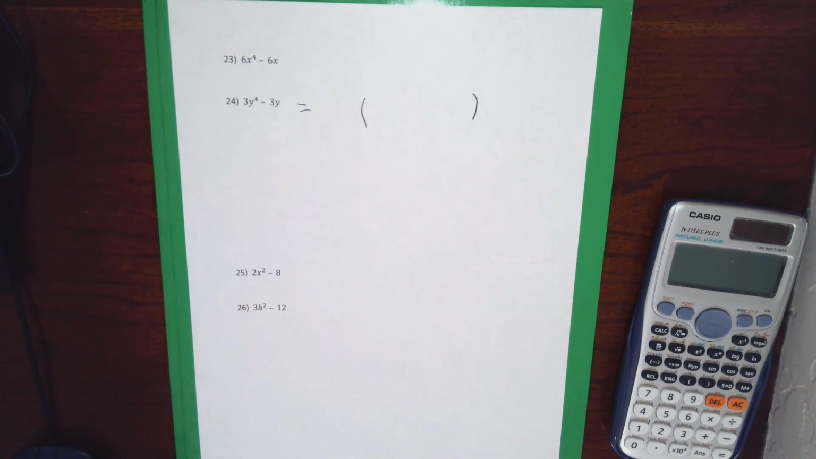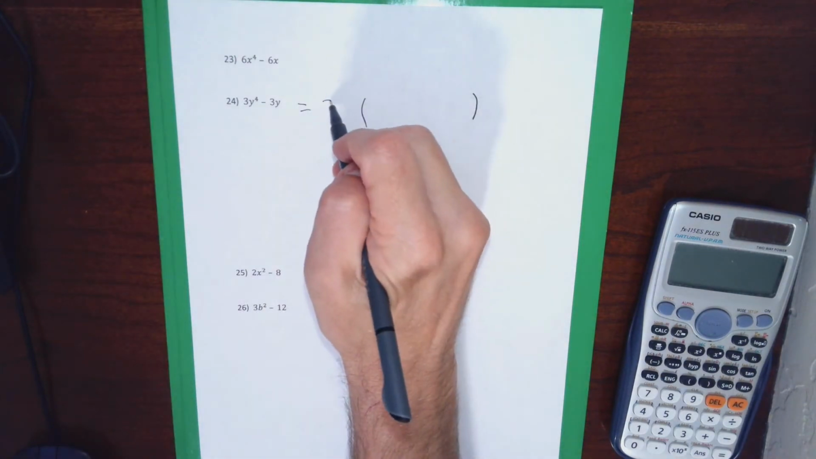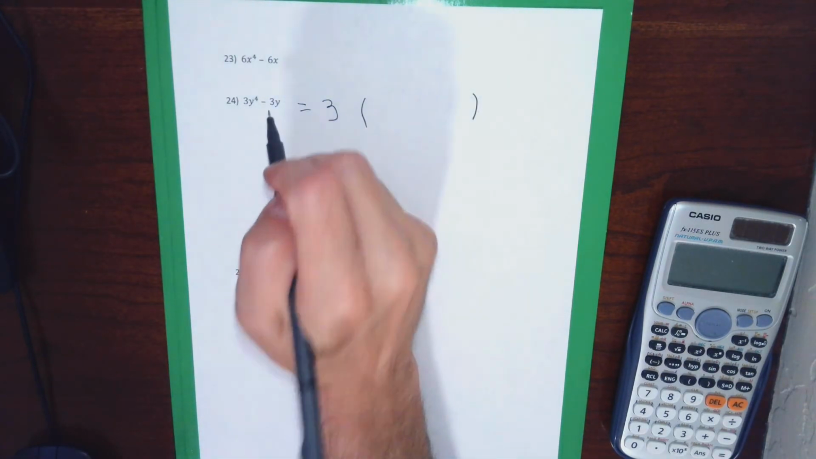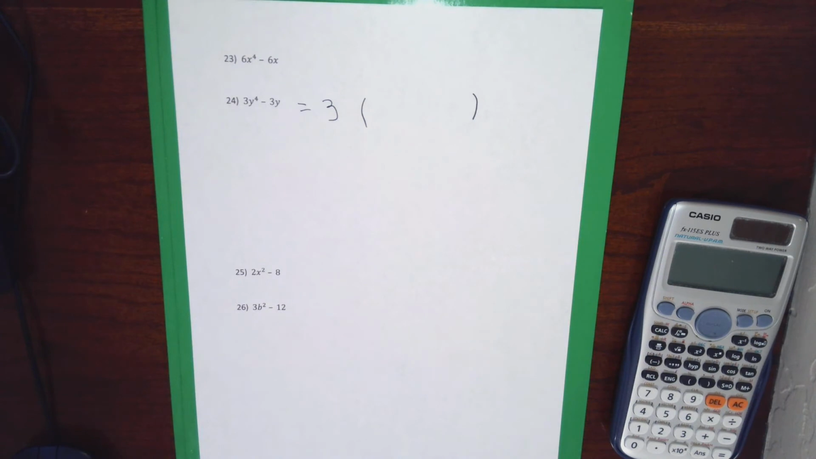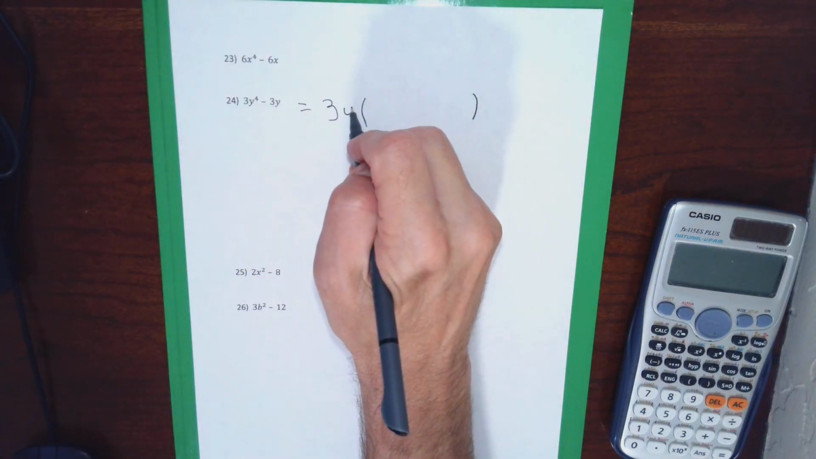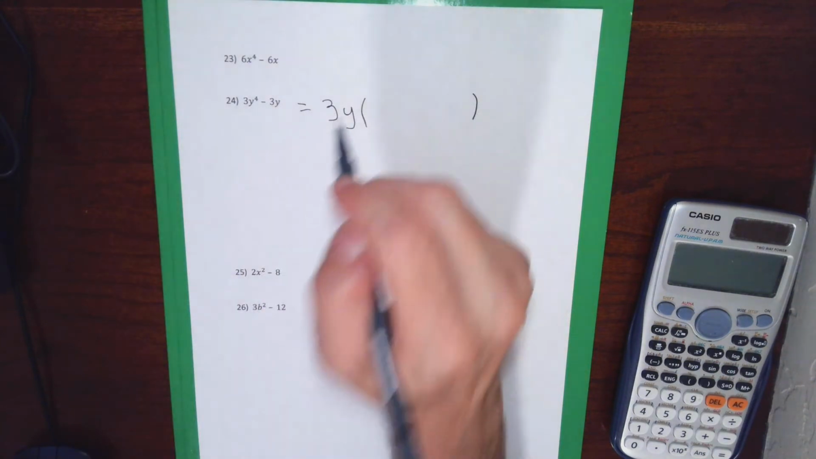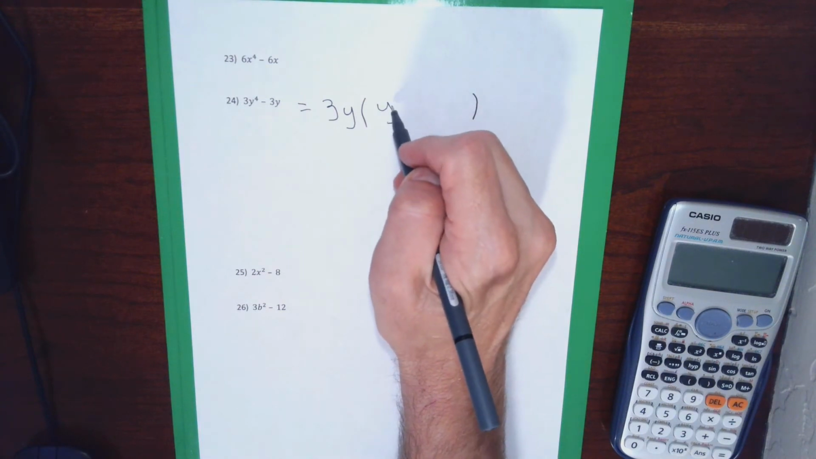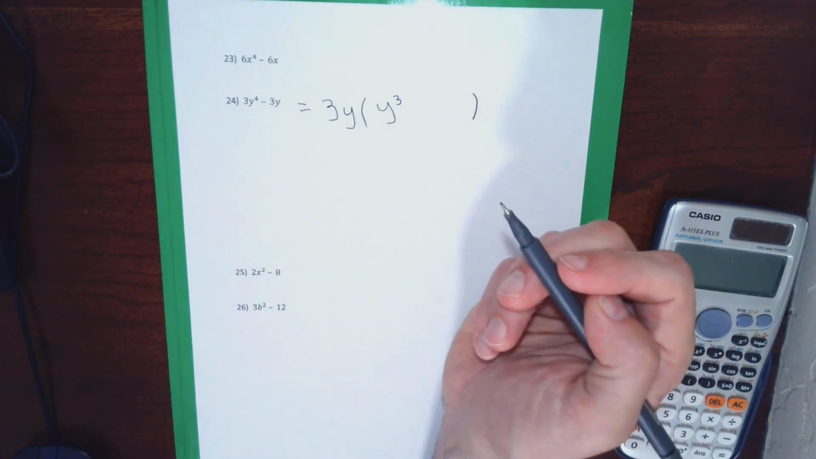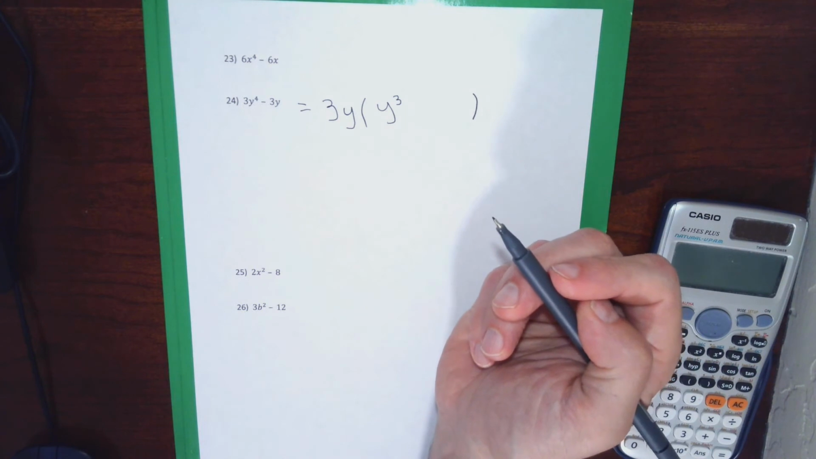So in problem 24, I'm going to factor out a 3 because that's the biggest number that divides into the coefficients. Both terms have a y. The smaller of the exponents goes for my common factor. So my common factor is going to be 3y. To fill in my parentheses, I'm going to divide by 3 and take a y away. The first term is going to be a y cubed when I divide the 3 by 3 and take one of the 4 y's away.